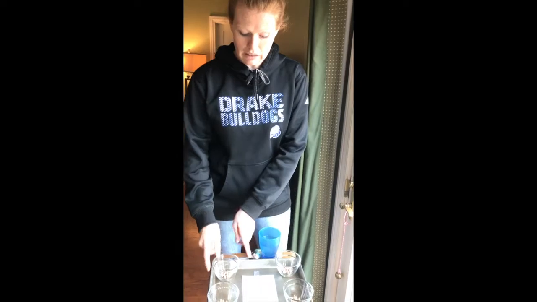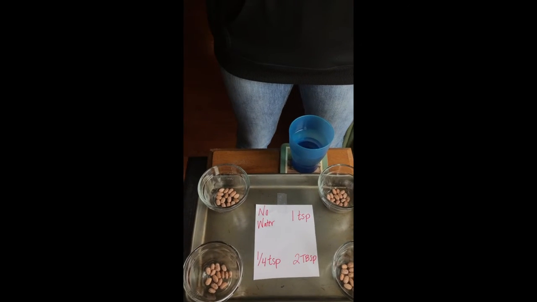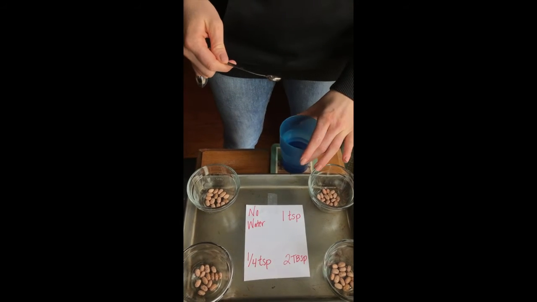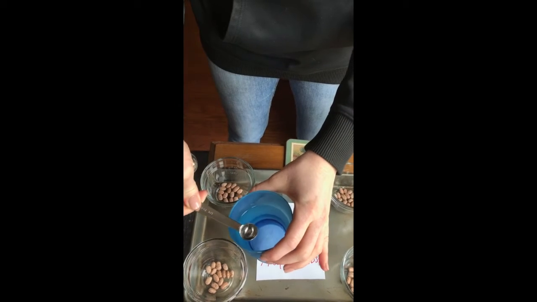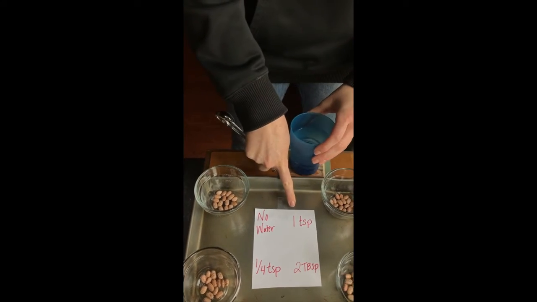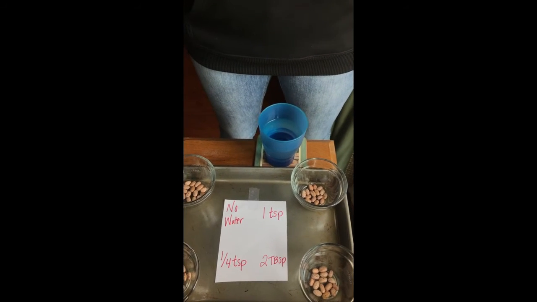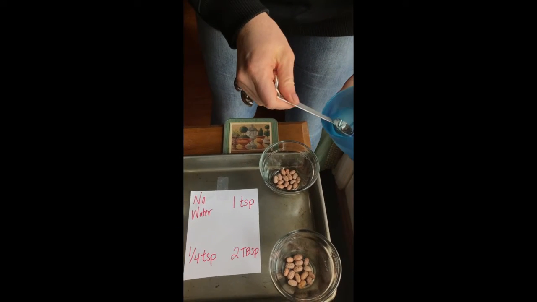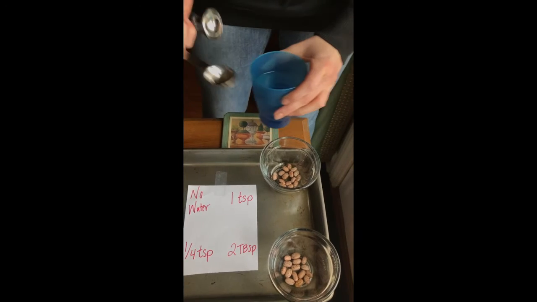So in this first glass cup, I have it labeled, there will be no water. This is going to be our control. In this second glass cup, we are going to have 1/4 teaspoon of water. Now, taking from the same cup of water, exactly 1/4 of a teaspoon. The next one is 1 teaspoon of water. Get the correct measuring spoon. Exactly the amount of water.